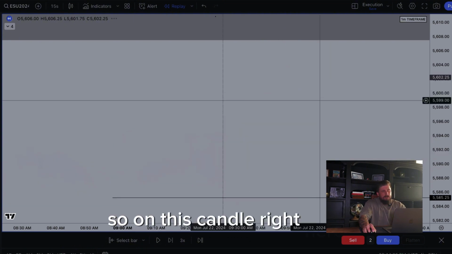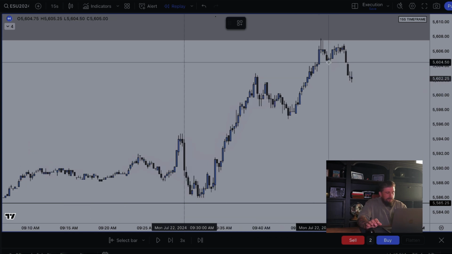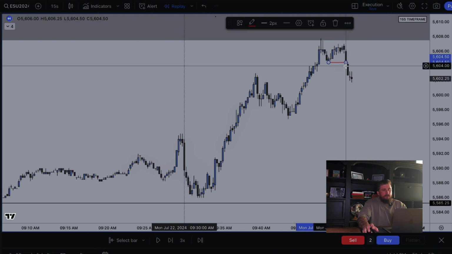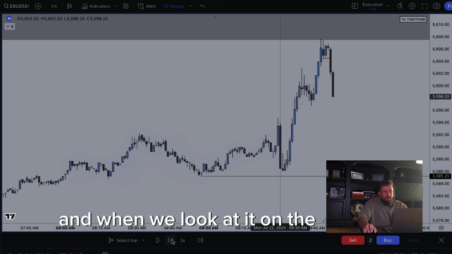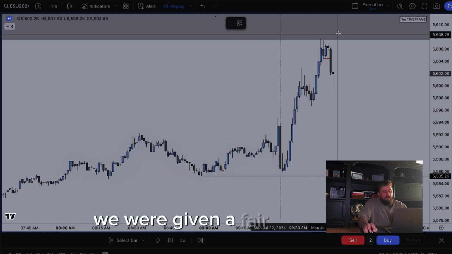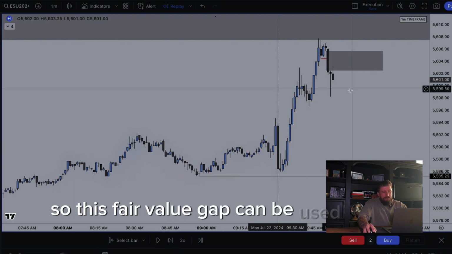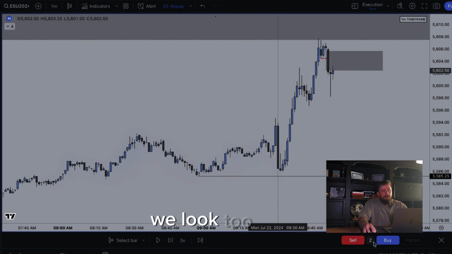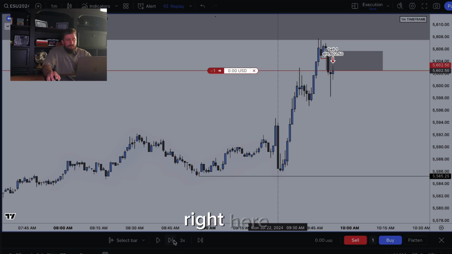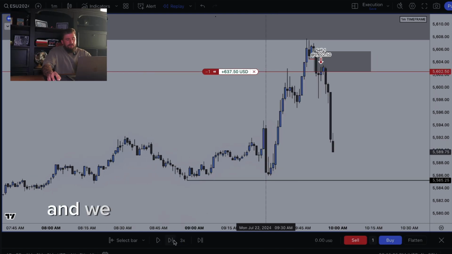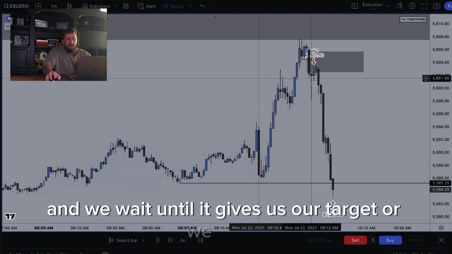So on this candle right here, we see that we actually were given a lower time frame market structure shift on a 15-second, and when we look at it on the 1 minute, we were given a fair value gap. So this fair value gap can be used for an entry model. We look to short right here, and we wait until it gives us our target where we cover.